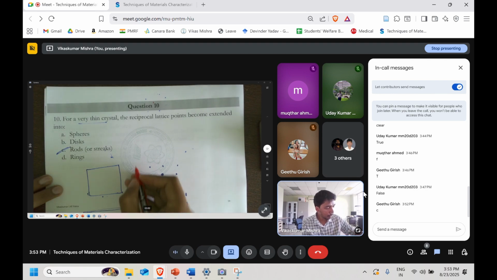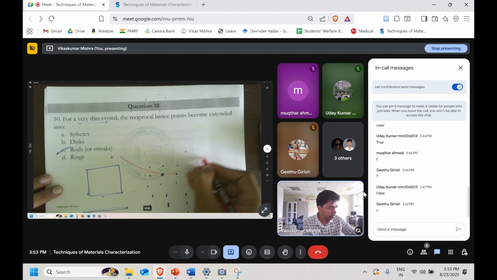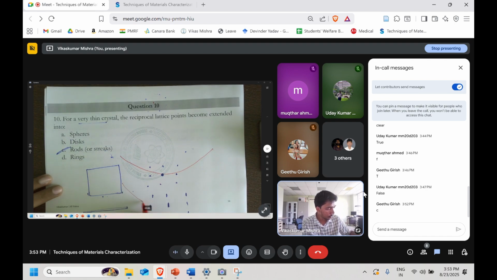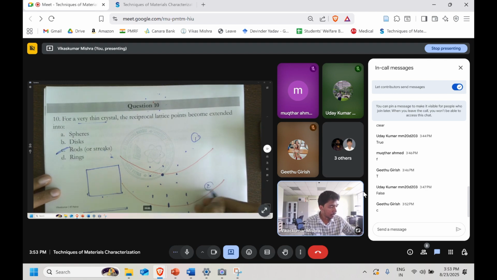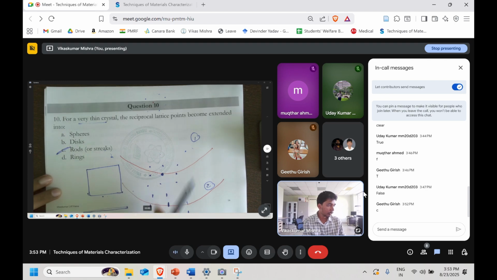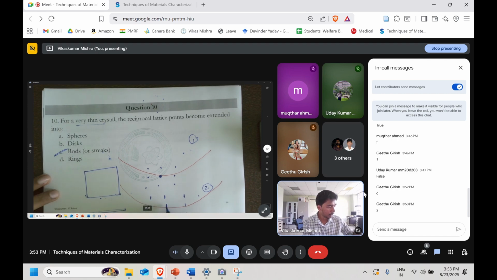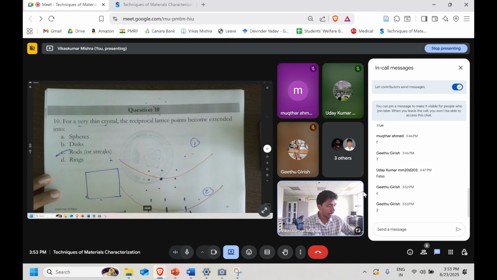if I draw an Ewald sphere over here in case 1, and if I draw the Ewald sphere in case 2, in which case will I get more diffraction spots, case 1 or case 2? In case 2, right? Because they are elongated, they are going to touch the Ewald sphere and they will satisfy Bragg's law, so more number of lattice points.